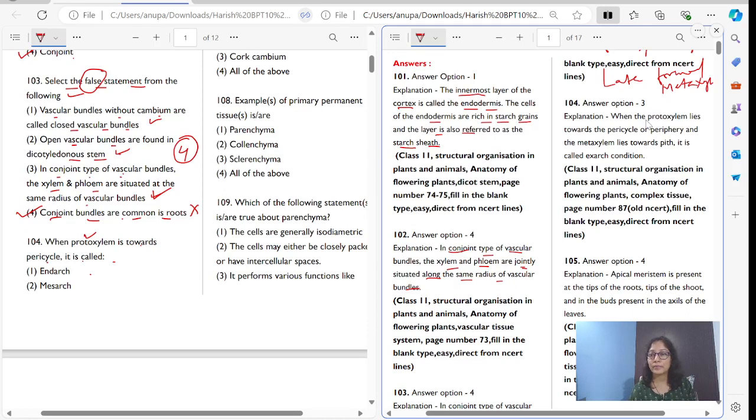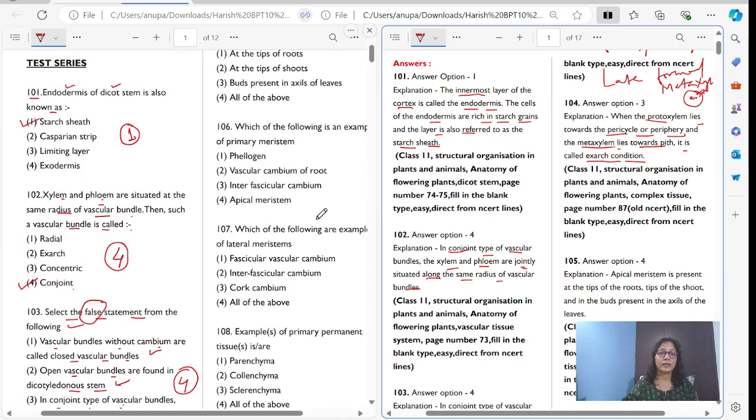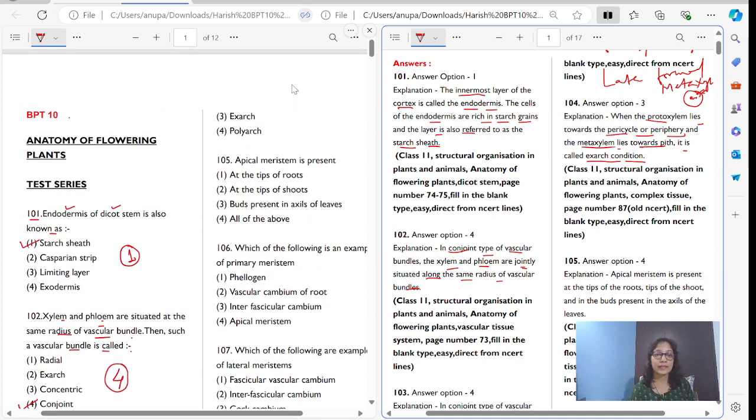So when the protoxylem lies towards the pericycle or periphery, this is the TS of a stem or root, and when the protoxylem is towards the periphery like this, and metaxylem lies towards the pith. Pith is in the center, and when the metaxylem is towards the pith, then such a condition is known as exarch condition. So the answer for question number 104 will be option number 3, that is exarch.